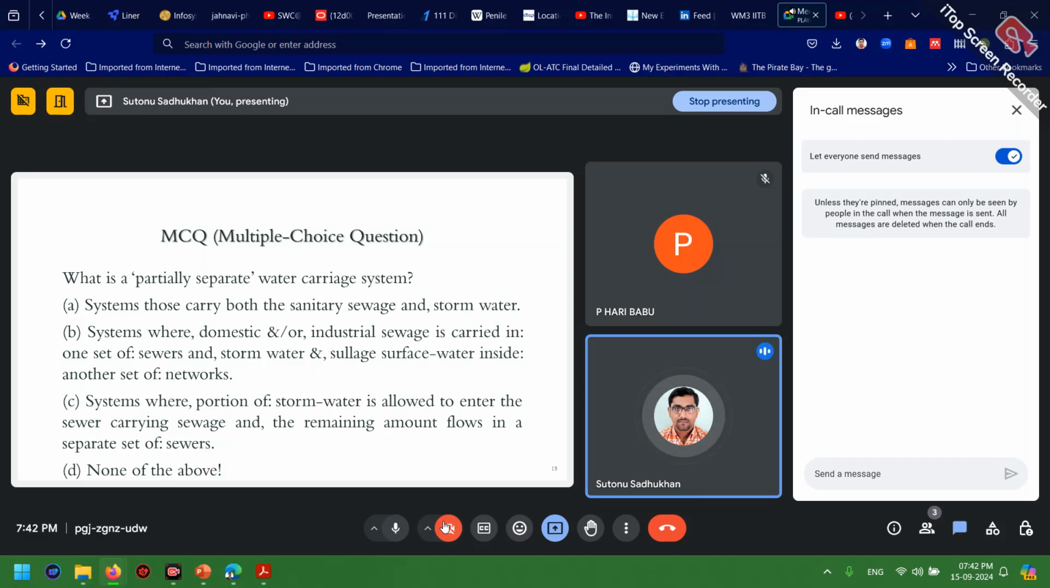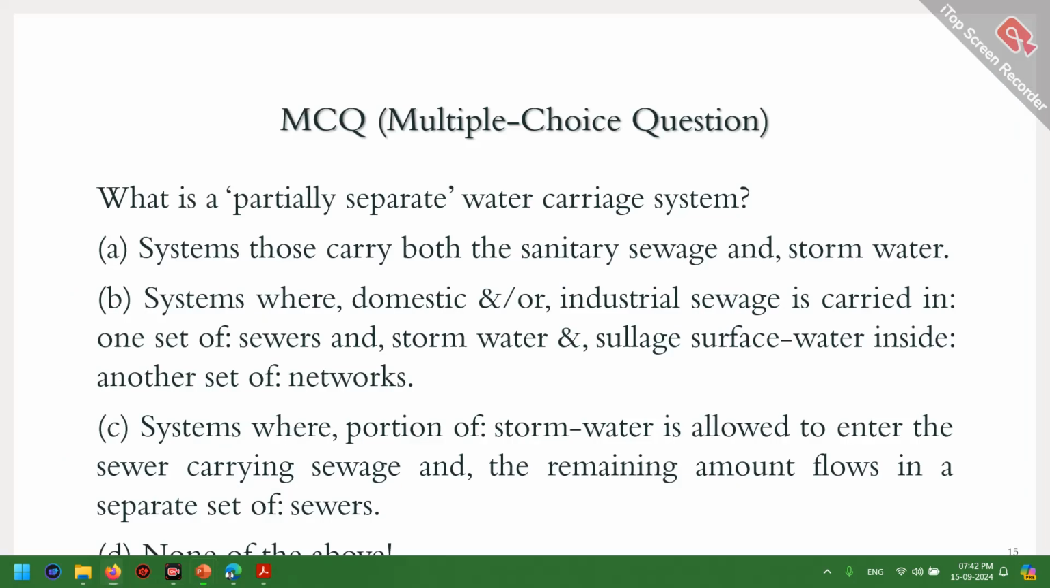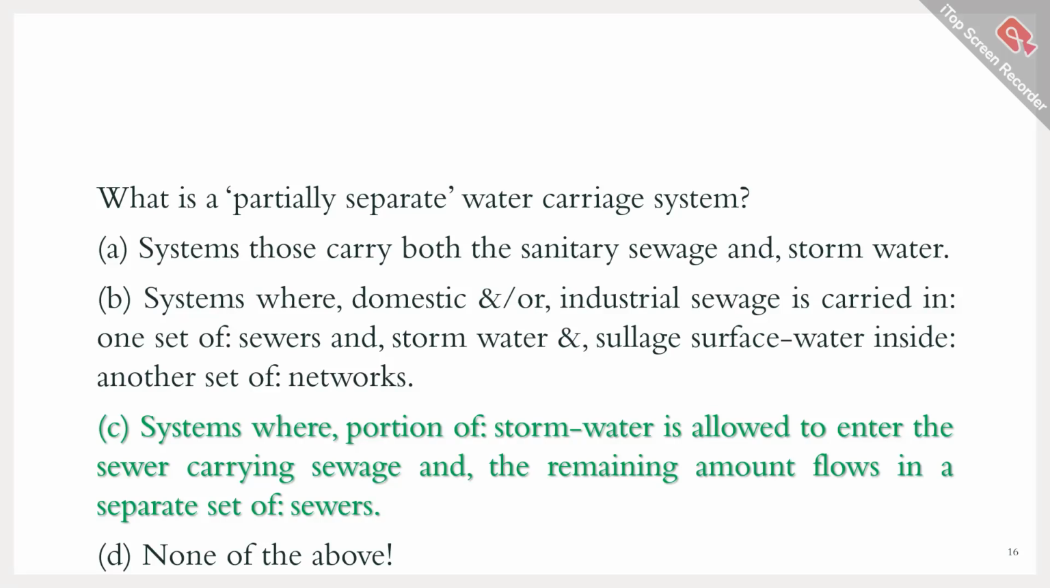What is a partially separate water carriage system? So there are four options, three systems' descriptions have been provided here, right? So option C is the correct answer. Systems where a portion of storm water is allowed to enter the sewer carrying sewage and the remaining amount of the storm water flows in a separate set of sewers. So this is called the partially separate water carriage system.